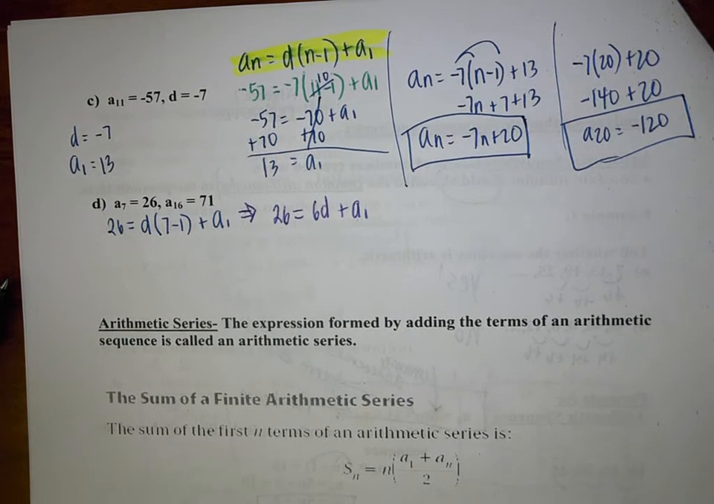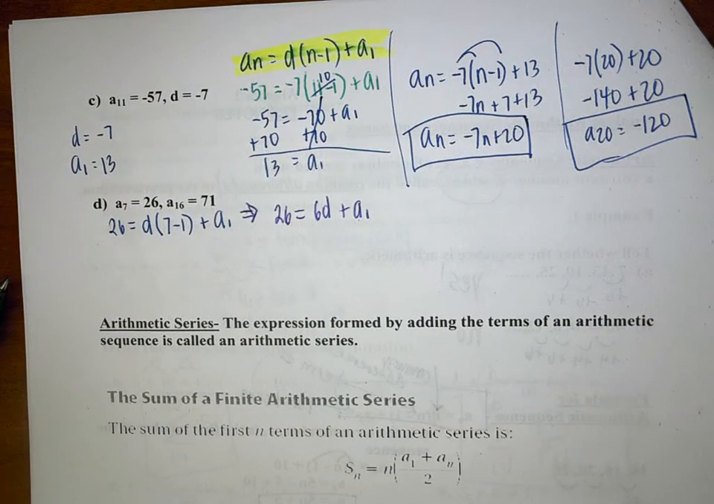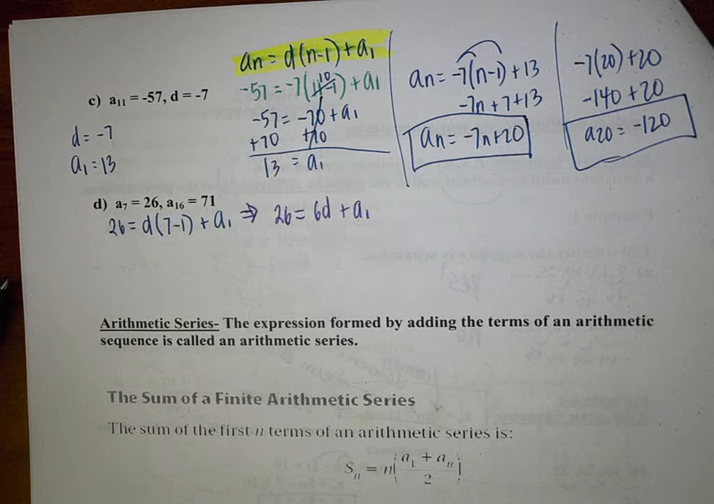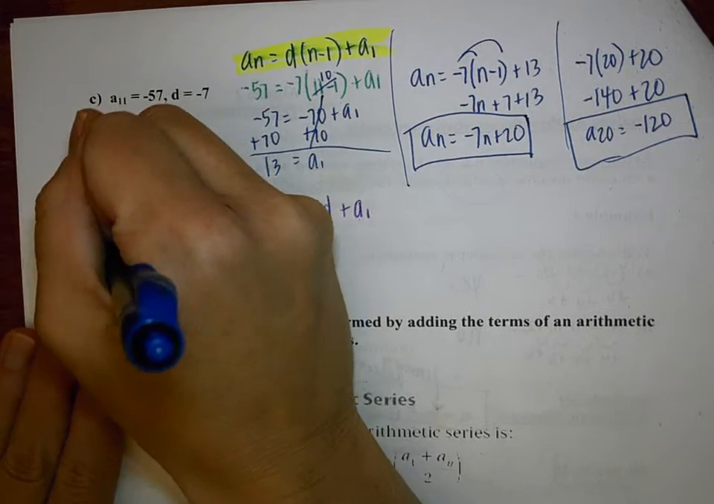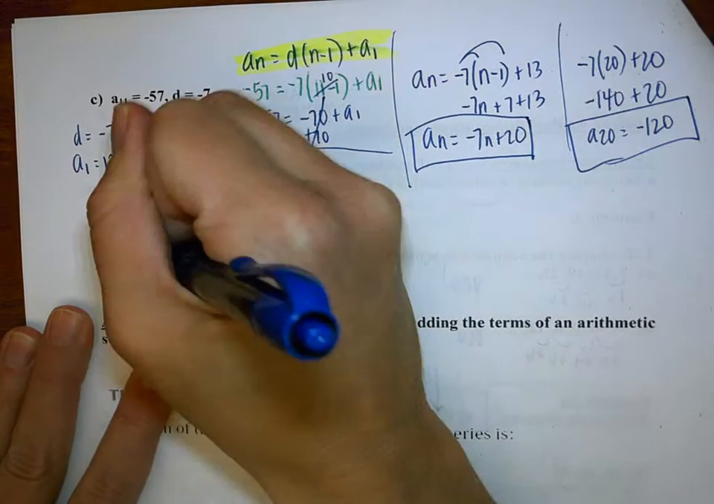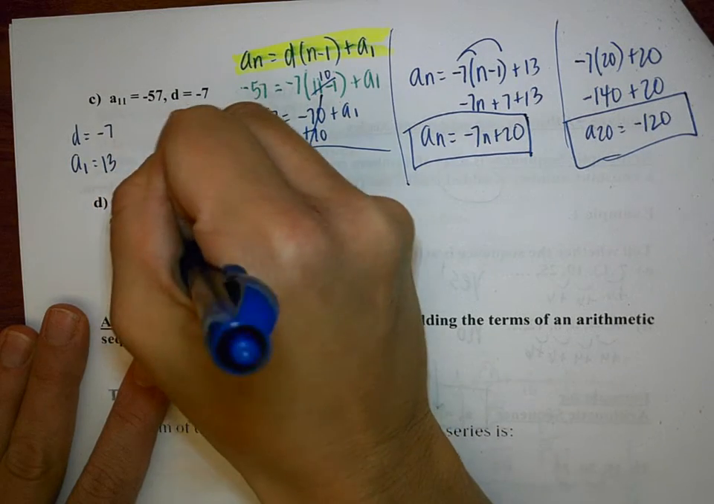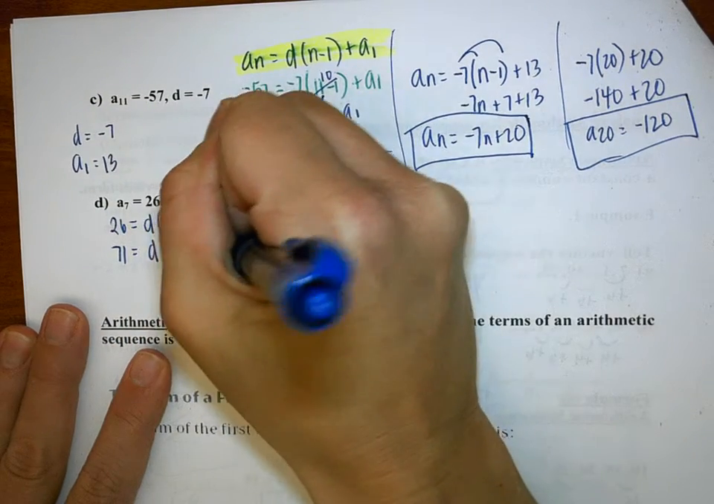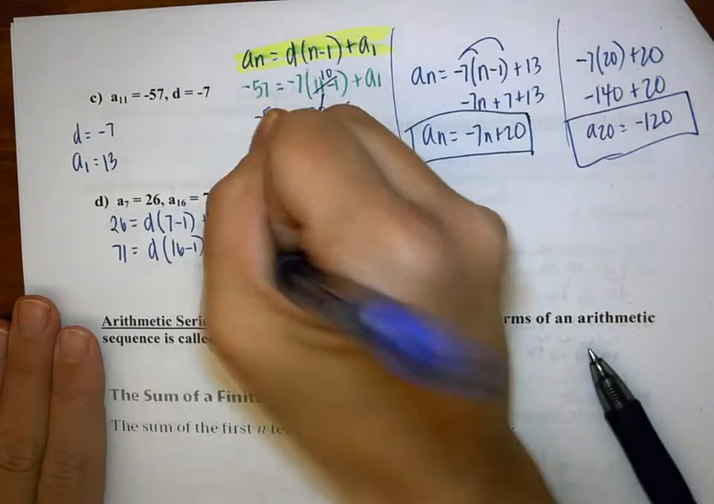All right, so then we're going to do an equation, because I have 2 variables I don't know, so if I have 2 equations with the same 2 variables, I can use systems of equations to solve, right? You guys with me? You know x and y, when we're solving for them, we're just solving for D and a sub 1. Okay, so what will be my second equation? 71 equals D times what this time? 16 minus 1 plus a sub 1. And then let's simplify that one. And what does that become?